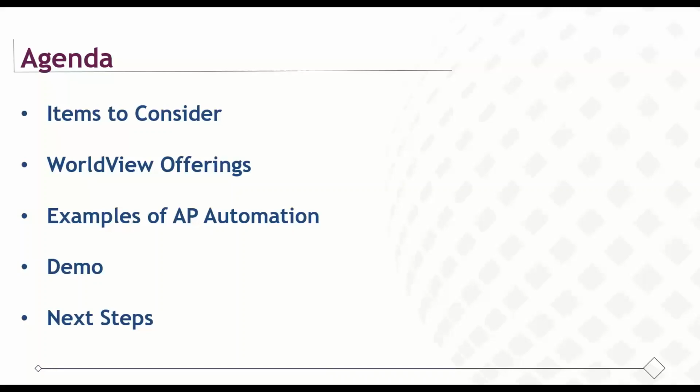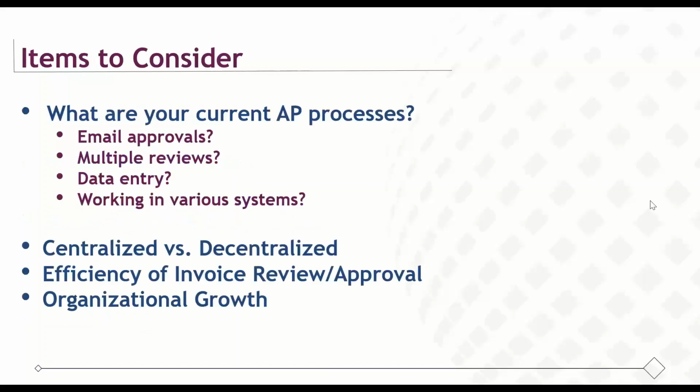And what I mean by that is think about your processes today, the steps that are involved, the individuals involved, and how can we spark some ideas and look at how we can improve upon those processes. We'll also look at WorldView offerings from a benefit standpoint, some specific examples of AP automation that we provide and have put in place for some of our current partners. And then we'll walk through a few examples of those from a demo perspective and then wrap up with next steps.